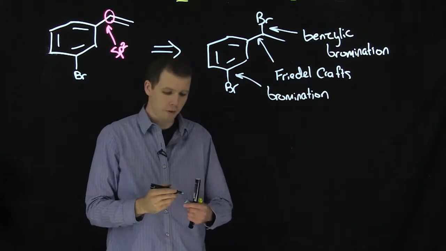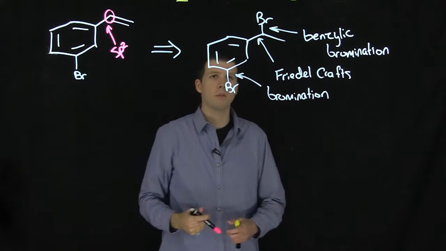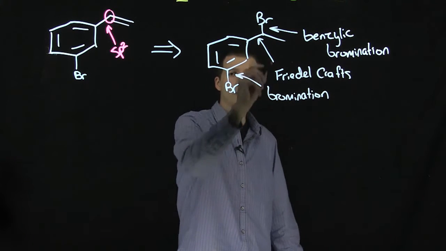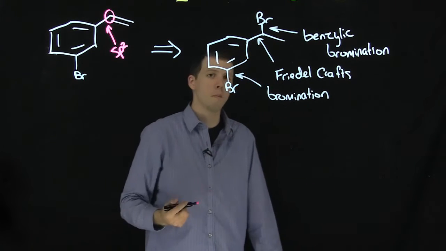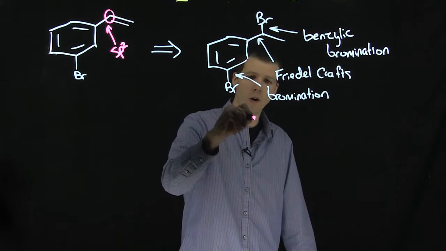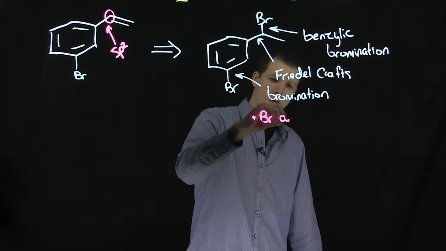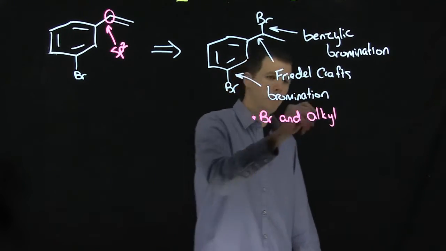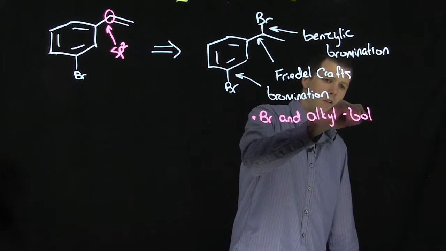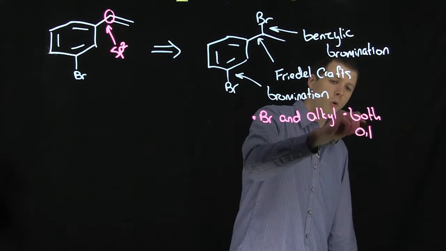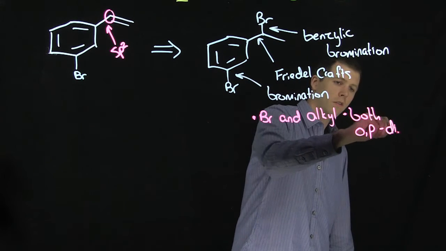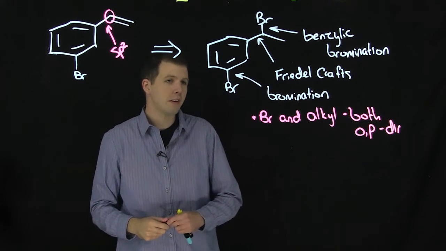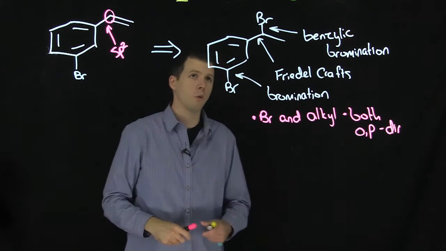Okay, but one other thing to think about in terms of this problem is the fact that this alkyl group and this bromine are meta to one another. But we know the bromine and alkyl are both ortho-para-directors. So we have to come up with a workaround to get these installed meta to one another.